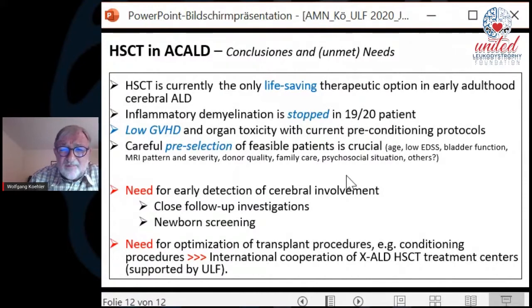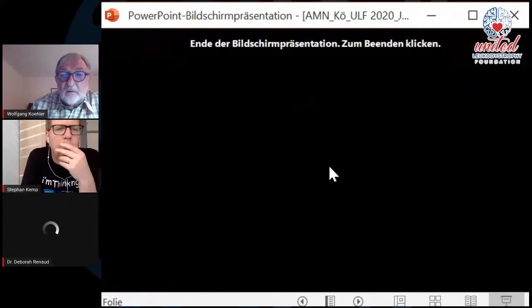And of course, we need more information. For this, I'm very happy that the ULF sponsored an international group which is cooperating on the long-term outcome of all patients treated with stem cell therapy in adulthood worldwide. So from this registry we will get more information about the preconditions, which patients are the best to treat with this treatment. So thank you for your attention.